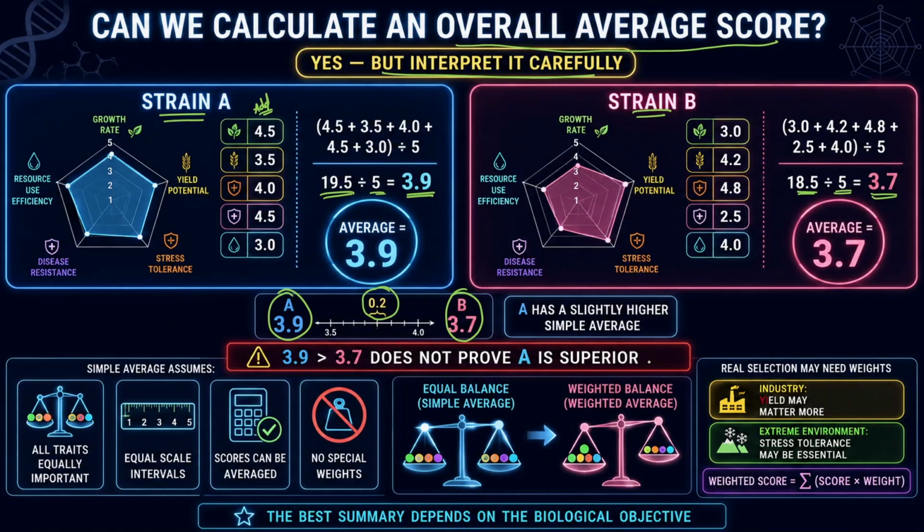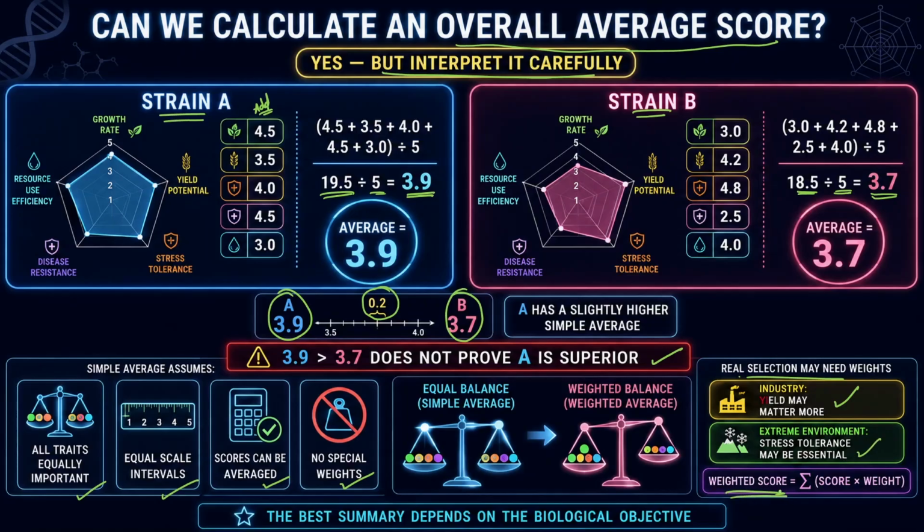A simple average makes 4 important assumptions. All traits are equally important. All scales have equal intervals, meaning a 1 point difference has the same meaning everywhere. The scores can be meaningfully averaged and no trait needs a special weight. Real decisions may not follow these assumptions. In industrial production, yield may matter more than other traits. In an extreme environment, stress tolerance may be essential. In such cases, a weighted average is more useful.